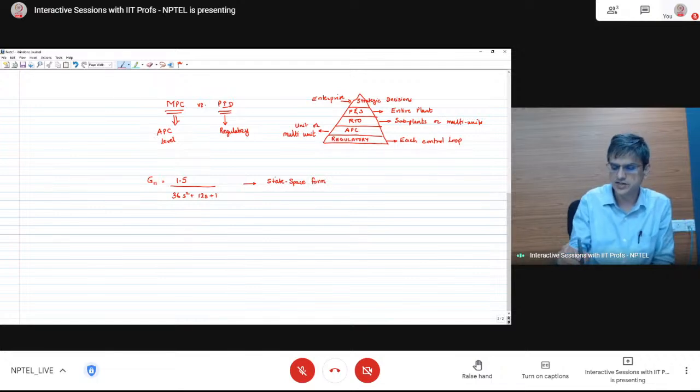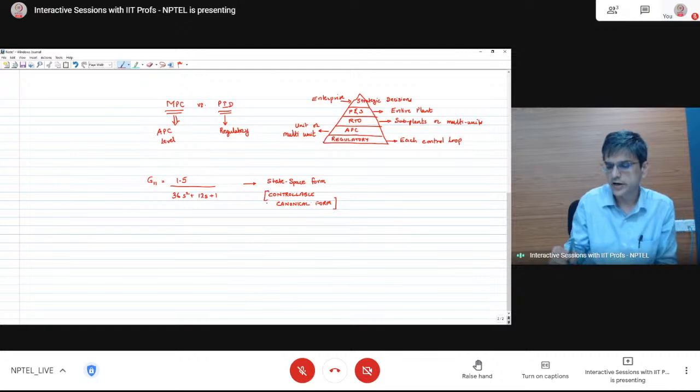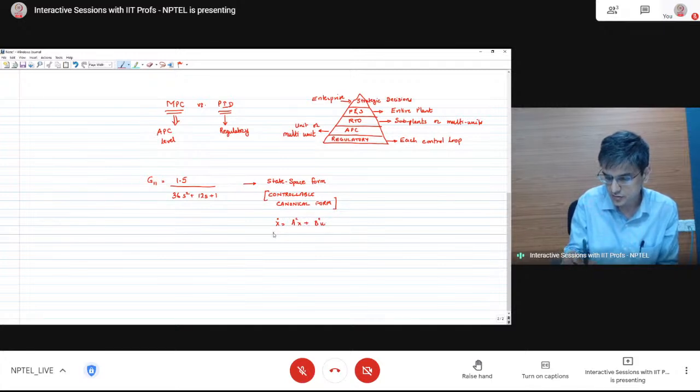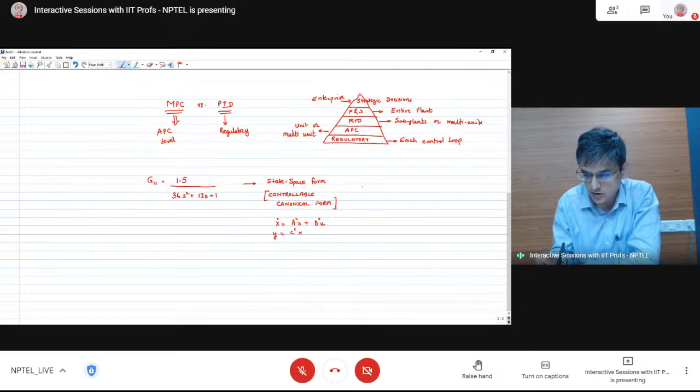And there are different ways to do that. The one that I will suggest is what is known as the controllable canonical form. Okay, so this will give us x dot equal to AC x plus BC u, y equal to CC x. You can look up what that controllable canonical form is, and you'll very easily be able to put this into the controllable canonical form.